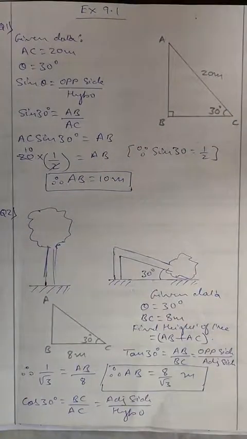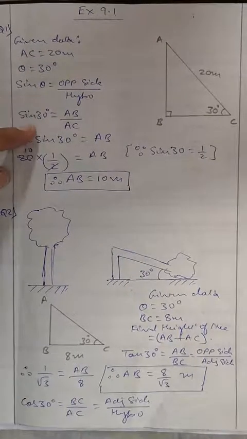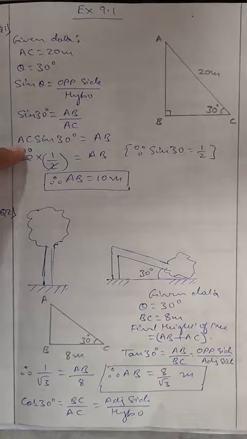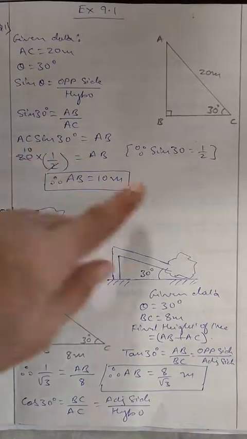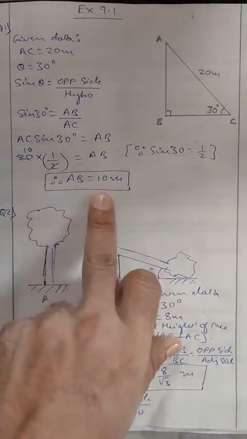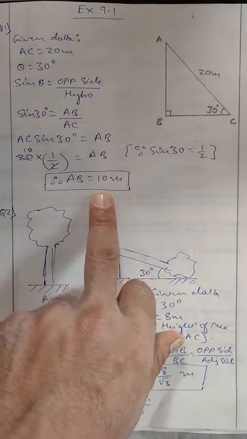So what are we going to use? We are going to use sine theta. What is sine theta? Opposite side upon hypotenuse, that means AB upon AC. So AC sine 30 is equal to AB. And what is sine 30? Half. So 20 into half is equal to AB. AB becomes 10 meters. So the question is very simple.